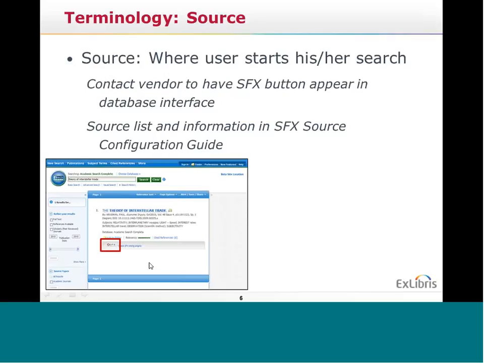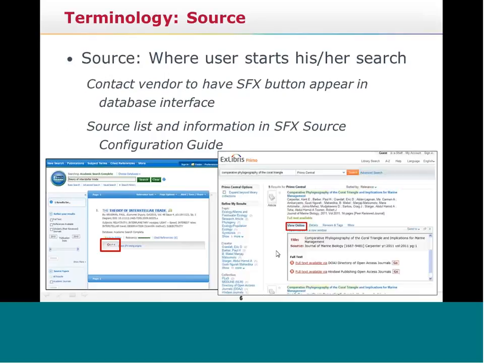Here we have an EBSCOhost database, Academic Search Complete. And this is an example of a source where the user starts their search, they come up with a list of results, and for each of those results we see an SFX button. When the user clicks on that SFX button, the SFX menu displays, listing all of the options for finding the full text, for example, of the article.